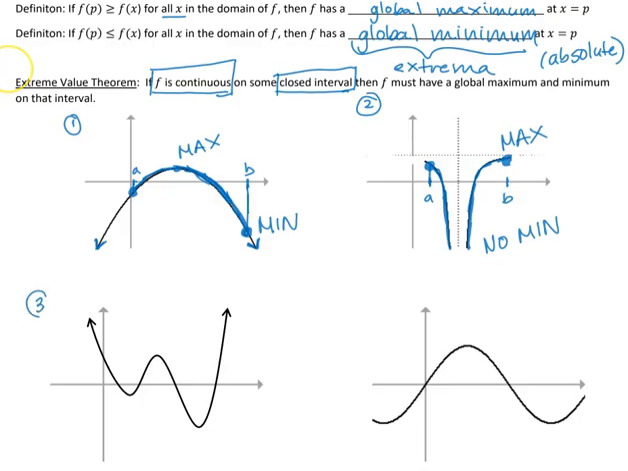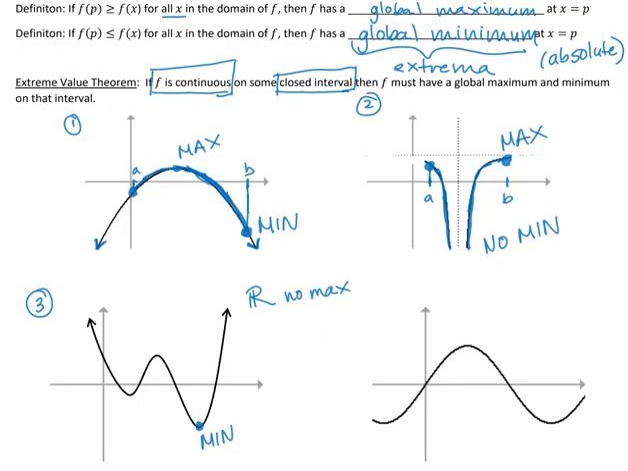Let's look at graph number 3. Here, if we look over all real numbers, the entire domain of the function, I see a global minimum, but I don't see a global maximum. If I restrict the domain, and again, that's fine with the extreme value theorem, it doesn't guarantee anything over all real numbers, only over closed intervals.